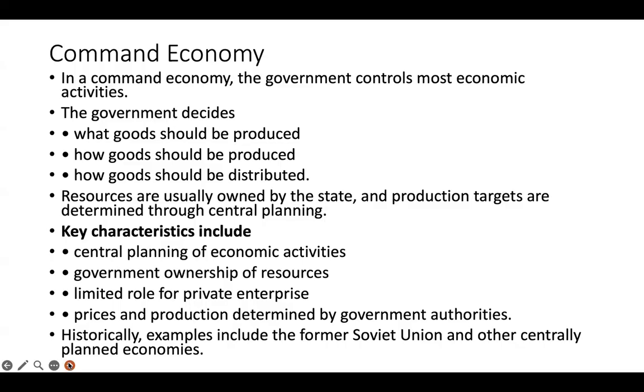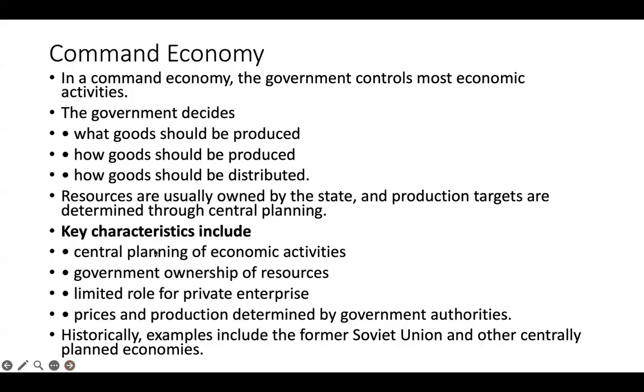Then the second feature is that the government has the ownership of all the resources. Then prices and production are determined by the government authorities. Prices and production are mostly determined by the government. Historically, an example of such a system is what? The Soviet Union and other centrally planned economies.